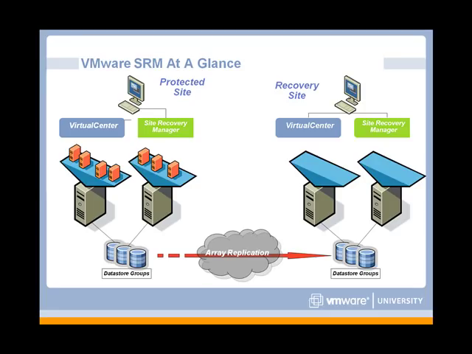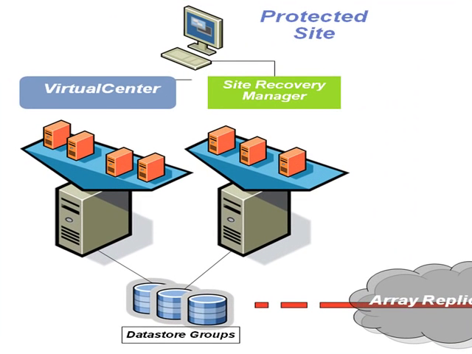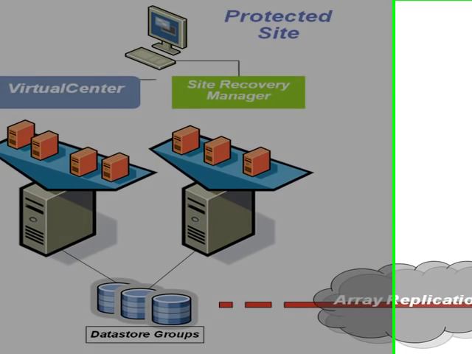If we take a look at a very basic architecture for SRM, we'll notice that we have a protected site and a recovery site. We call the protected site the place where the virtual machines exist that we wish to protect. A protected site requires a Virtual Center server, a Site Recovery Manager server, and Datastore Groups. Datastore Groups are groups of datastores that house the virtual machines contained within their respective protection groups.